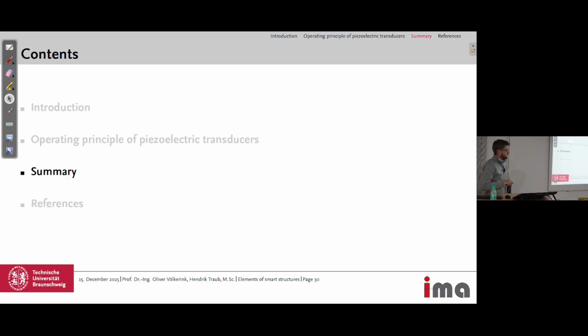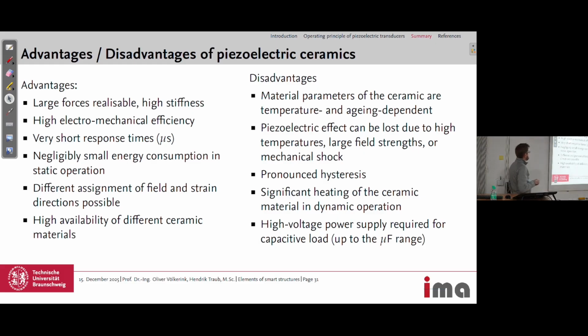So with this, I come to the summary of the lecture, and then we have a short break to switch the camera to the experimental setup, and then we will have a look at the experiment, and then we will close for today. Advantages and disadvantages of piezoelectric ceramics, like mentioned in the learning goals: we have large forces and high stiffness. We have high electromechanical efficiency, very short response times in microseconds, so we can also use it for vibration control or dynamic tasks. We have a rather small energy consumption in static operation.